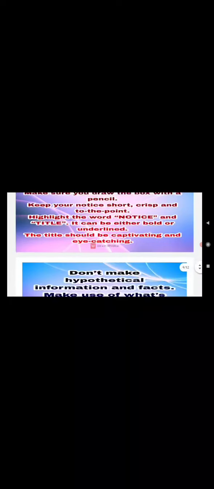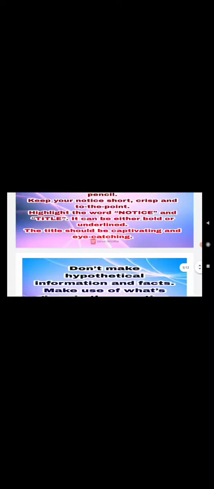Do not cross the word limit. So don't write that notice for a page. Just mention 50 words, that is enough. Then don't go for repeating the information. That should be avoided. Then always keep in mind we have to enclose the notice in the box. When we are drawing the box, we have to use the pencil instead of using pen. Then keep your notice very short. Don't elaborate. Then highlight the word notice and title also.